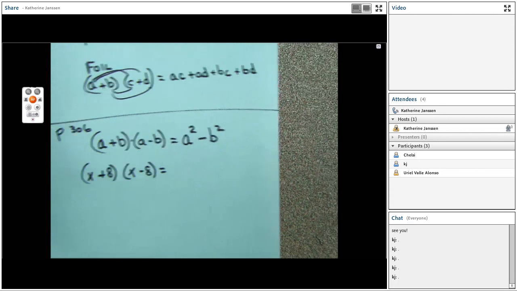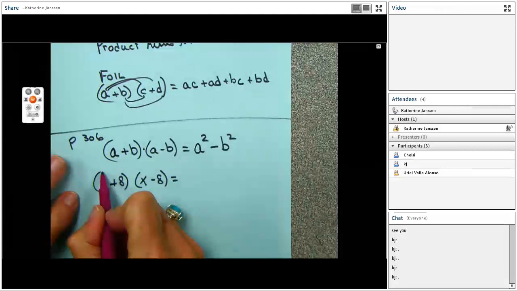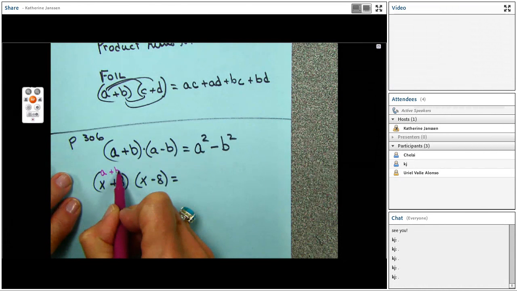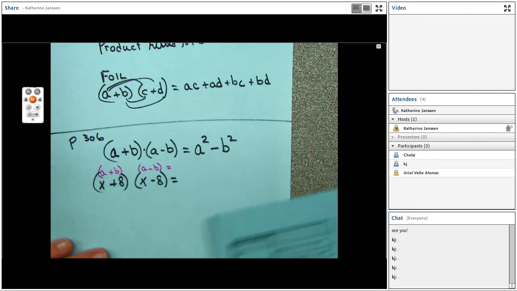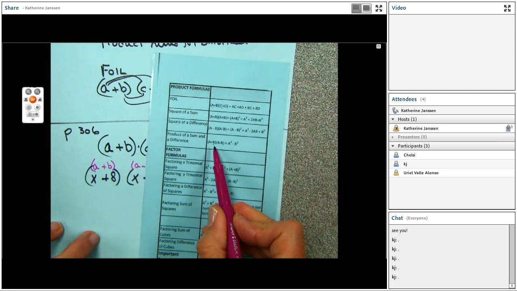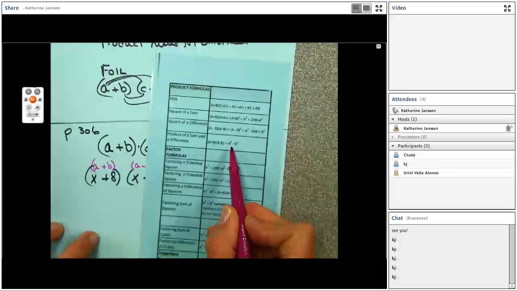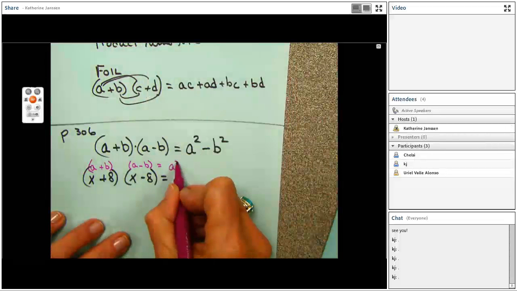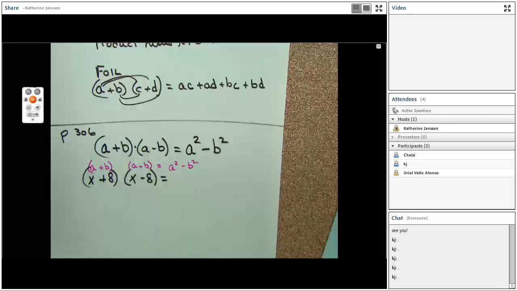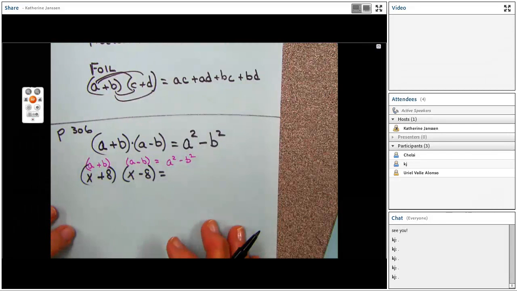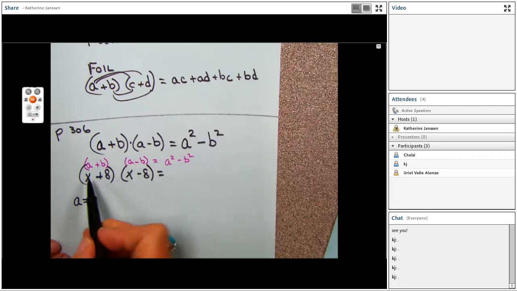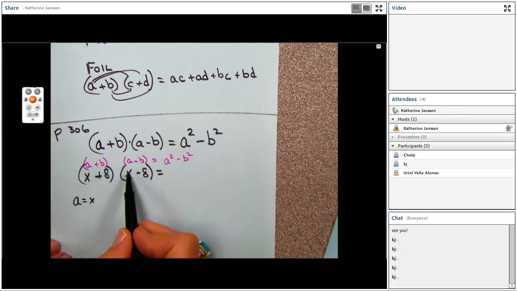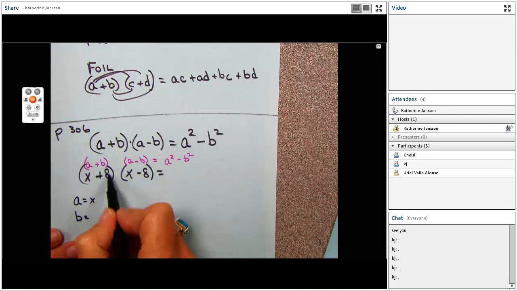Well, we're looking at form patterns. So I'm going to set my form right on top of my problem at hand. And if I look that up, A plus B, the quantity, times A minus B, the quantity, the answer is supposed to be A squared minus B squared. So A from my form pattern, A in this case is equal to x, and B's position is equal to 8.